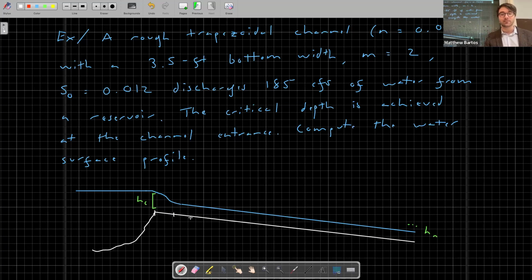So what we want to do is compute this water surface profile from the mouth of the channel, stepping downstream using our gradually varied flow equation. So we have H0 corresponding to the critical depth. We want to proceed to H1, the next step downstream, and so on. So let's go ahead and try to apply the same recurrence relation we used last time.